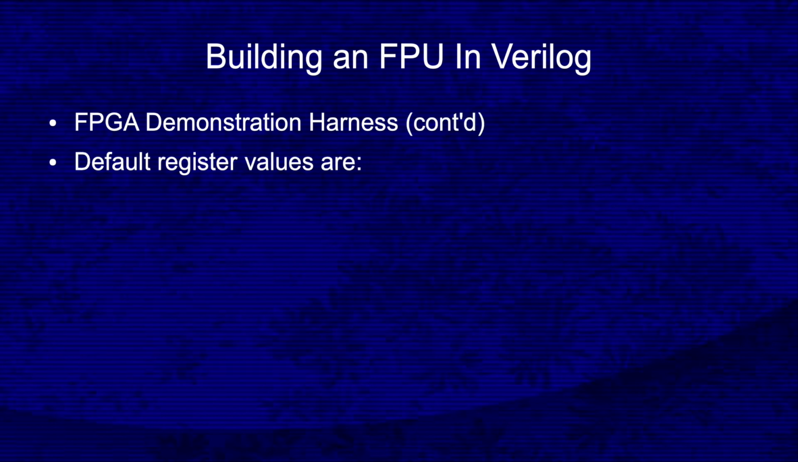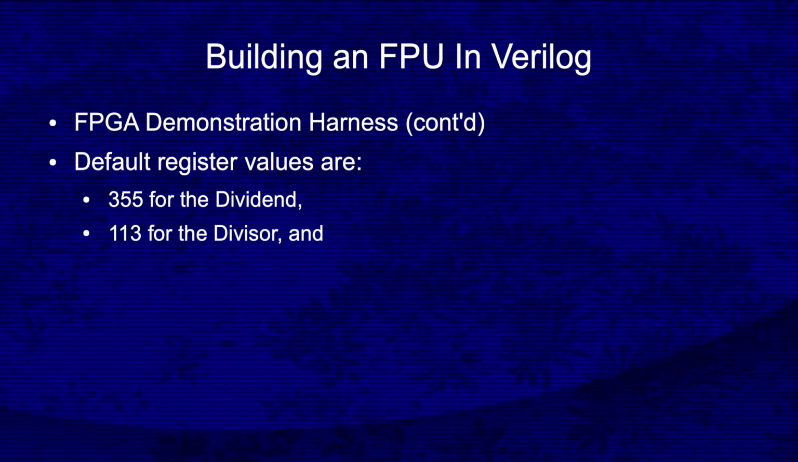When the FPGA is first programmed, the default value of the dividend is 355. The default value for the divisor is 113. The default rounding mode is round ties to 0.